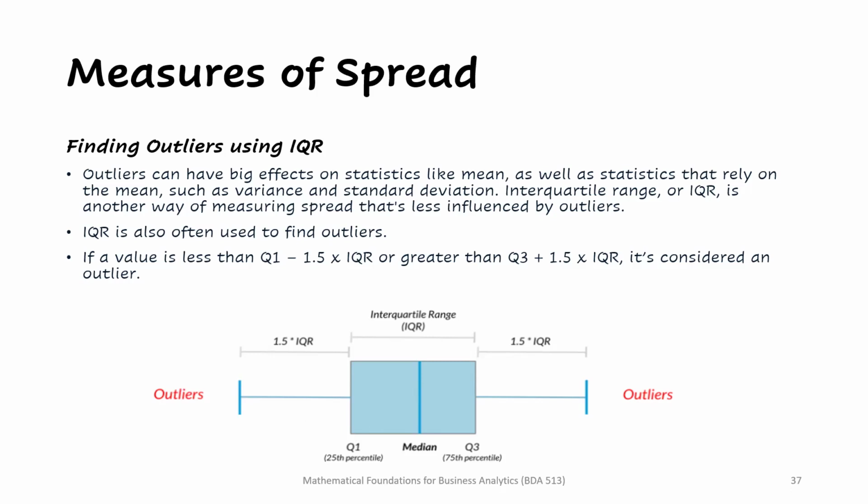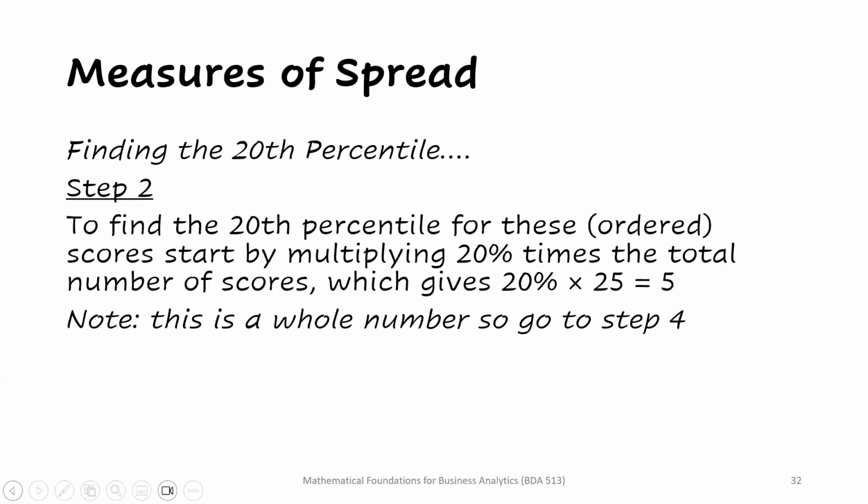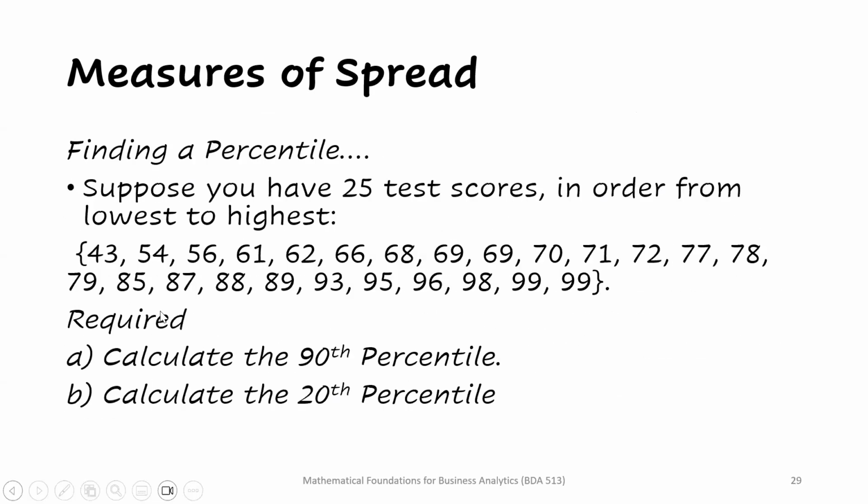So based upon this, let's go back to our earlier data set. Now, calculate whether there are any outliers in this data set. Do the calculation. First of all, calculate the 75th percentile. That will give you Q3.